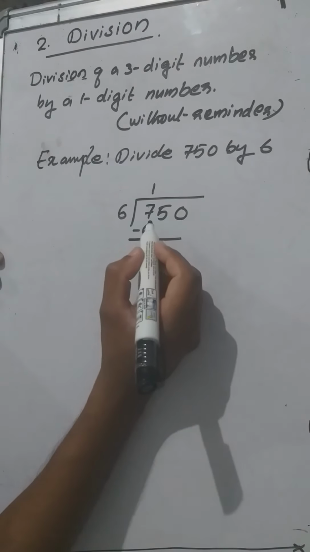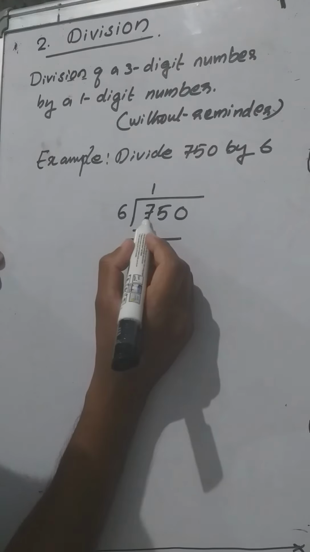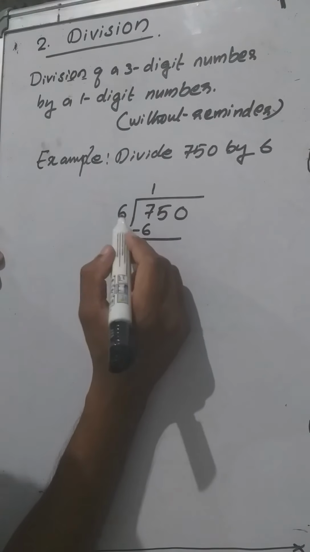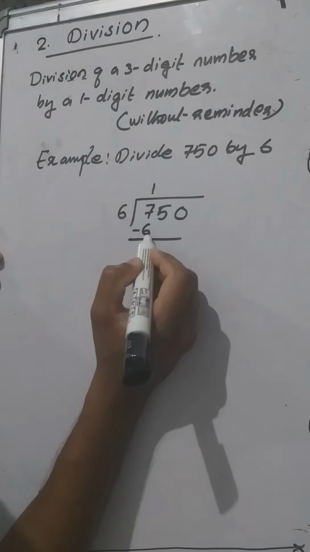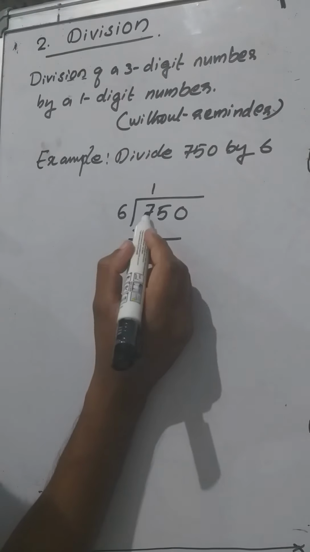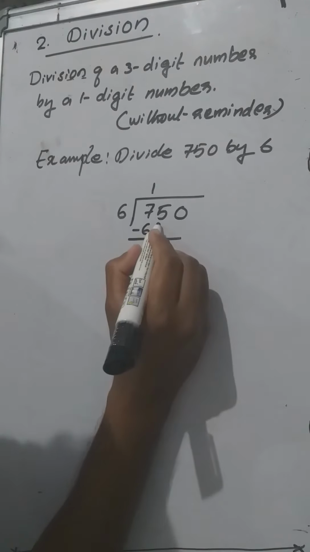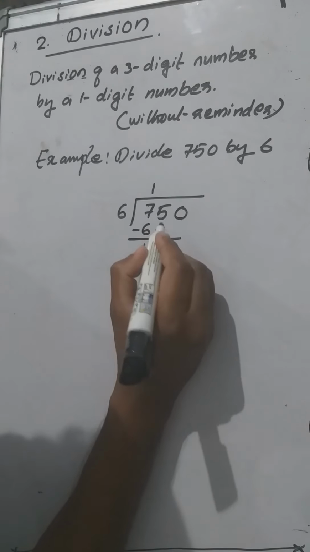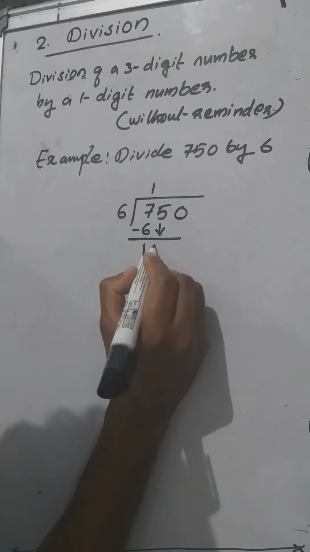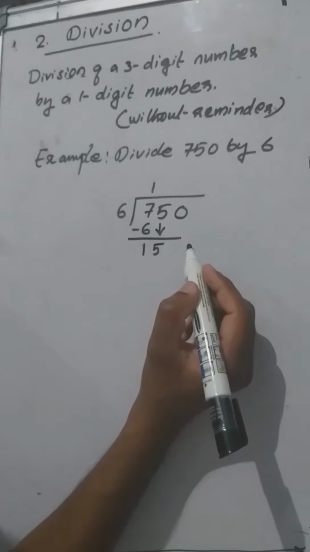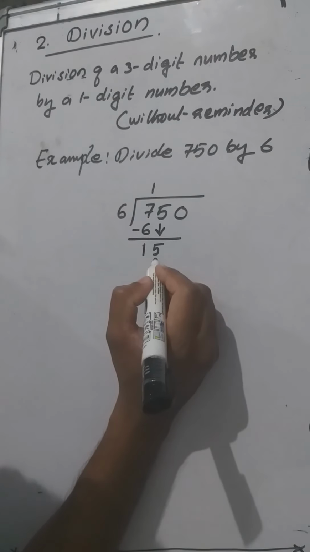So 2 6s are 12. 12 is bigger than 7. So we have to take 1 6. 1 6 is 6. Now we have to subtract. 7 minus 6 is equal to 1. Now in the next step, we have to write this 5 down here. So now the number changes into 15.